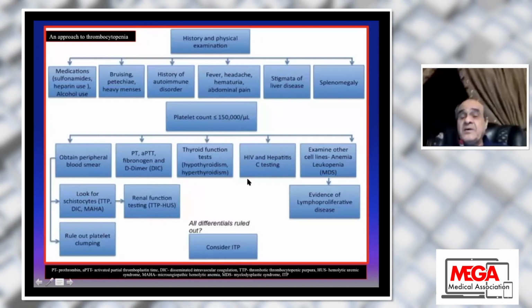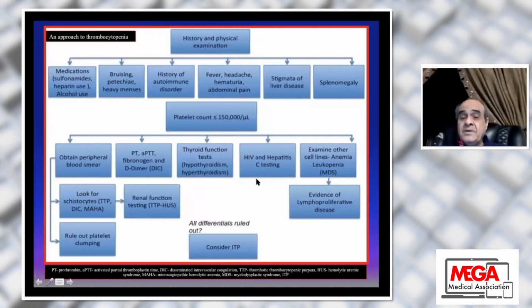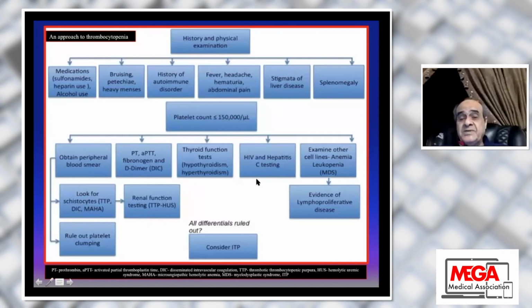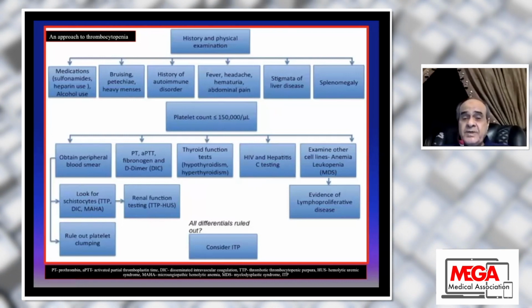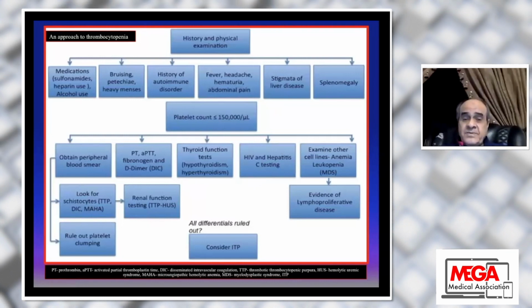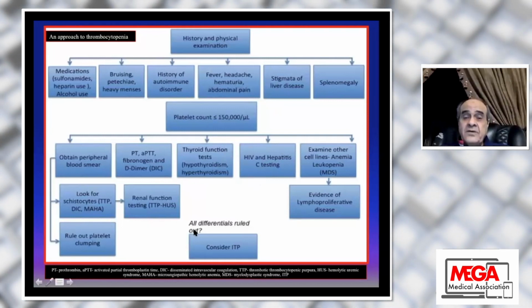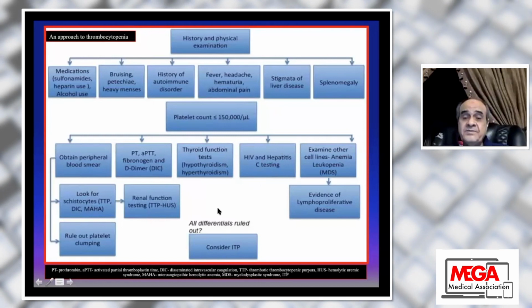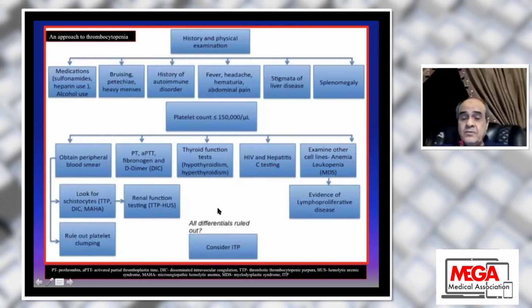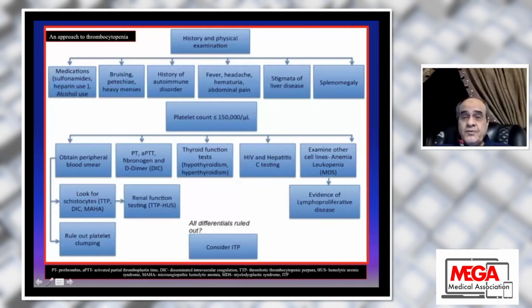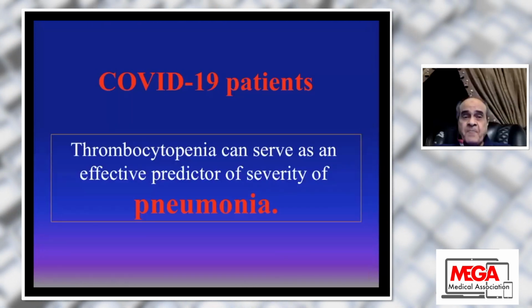Sometimes we diagnose hepatitis C from evaluating a patient presenting with thrombocytopenia, in about 30% of patients with hepatitis C. If there is no underlying cause, you have to suspect ITP or immune thrombocytopenia and start steroids.